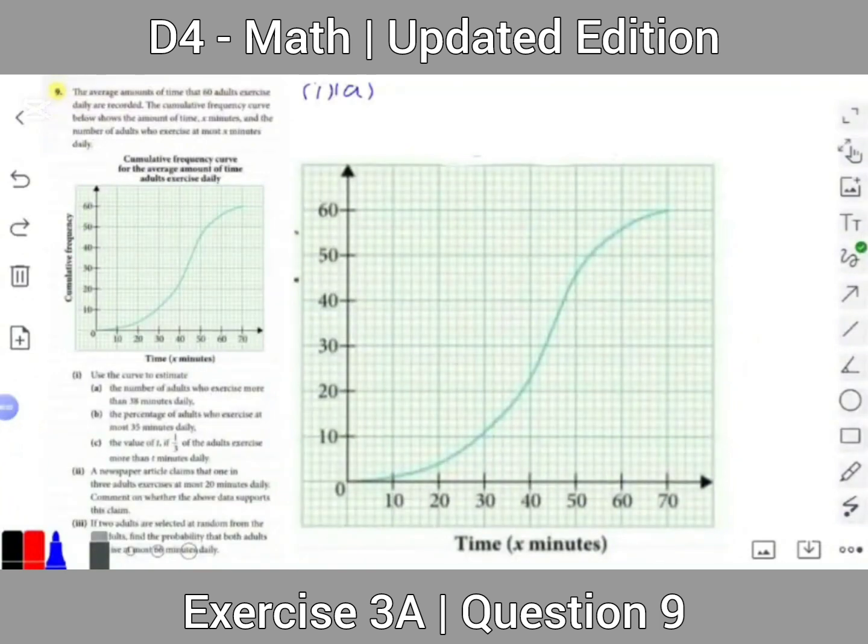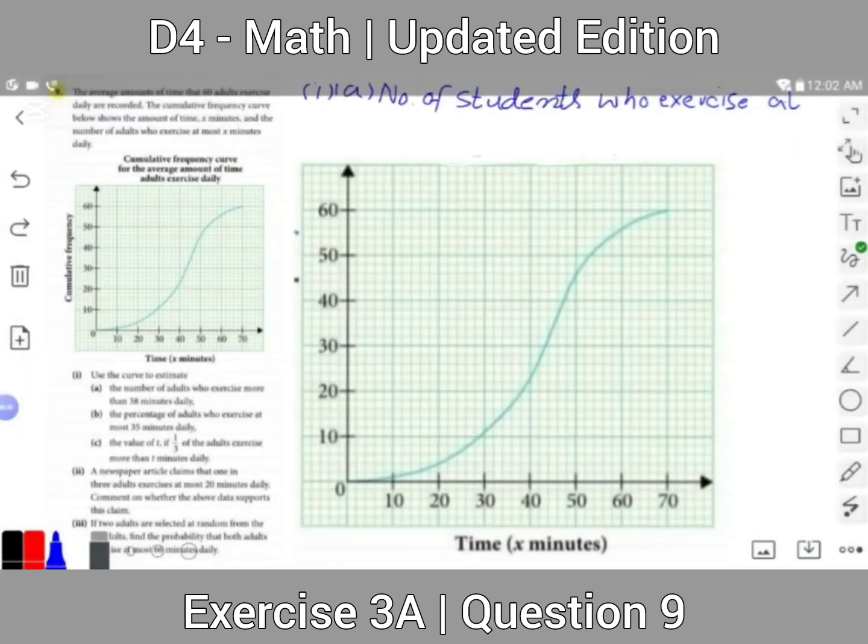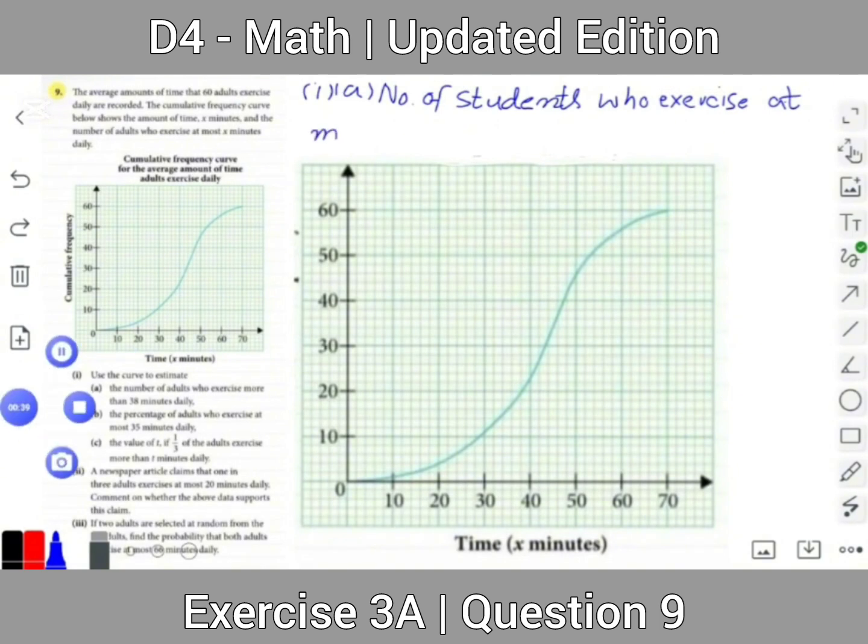Since we are not able to find out directly the number of adults who exercise more than 38 minutes daily, first we have to find out the number of students who exercise at most 38 minutes daily.